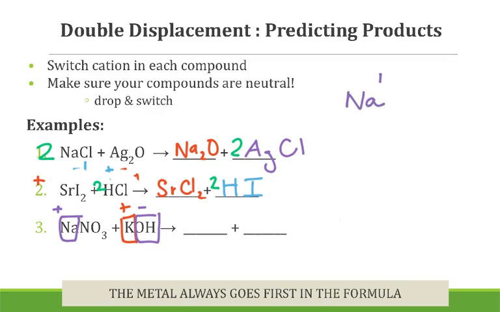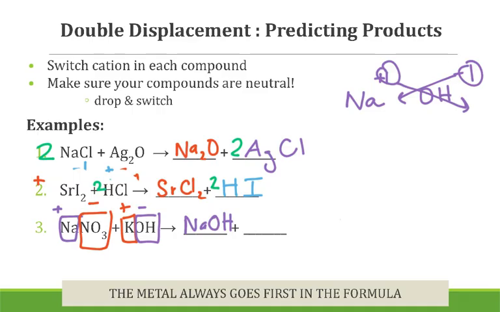Sodium has a positive charge, hydroxide has a negative charge, so we're going to write that neutral compound. Sodium is a +1 from my periodic table. Looking at my polyatomic ion list, hydroxide is a -1. So when we do that drop and switch, we're going to have NaOH, 1 and 1.